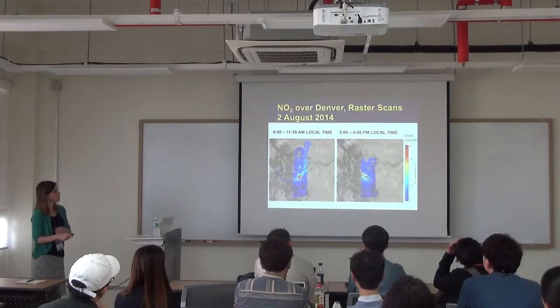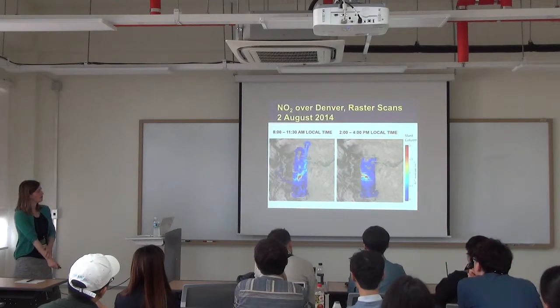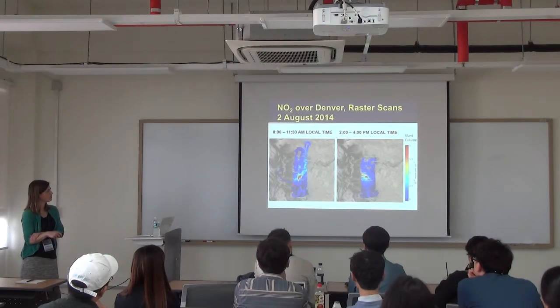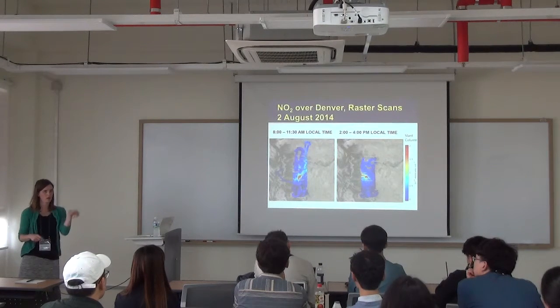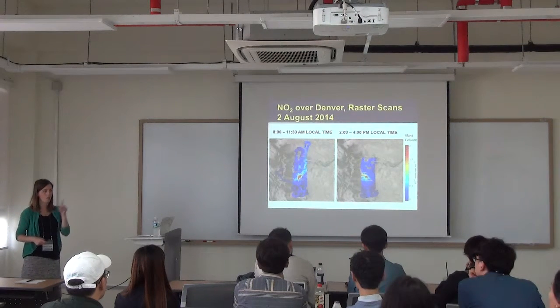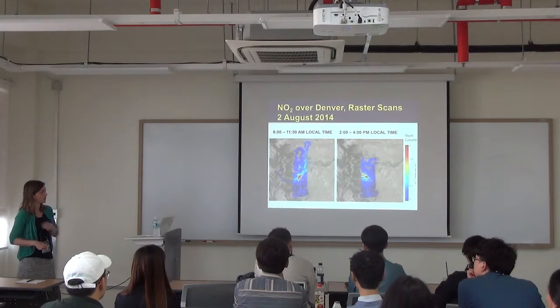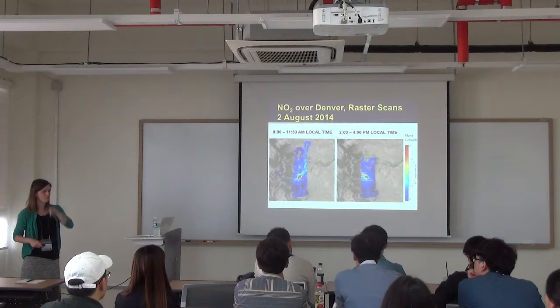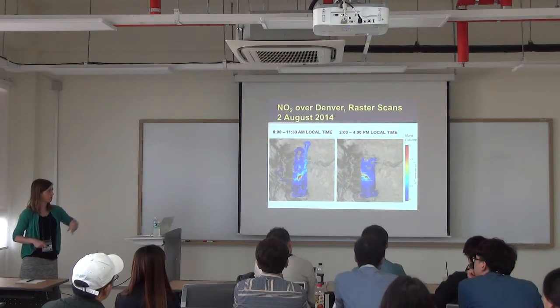This is NO2 over Denver. This slide showed up in a lot of presentations for GeoTASO. This is a raster scan, so instead of just flying over some of the interesting sites, they actually took the aircraft, like in the Corsair 2 campaign, and basically mapped the whole urban area by flying it in big loops that map the entire region.